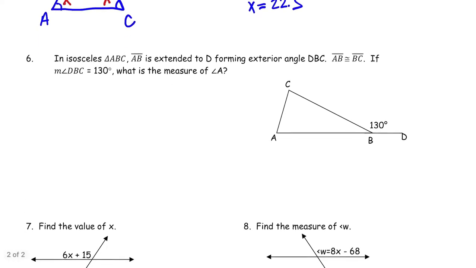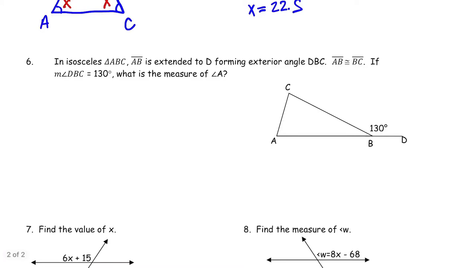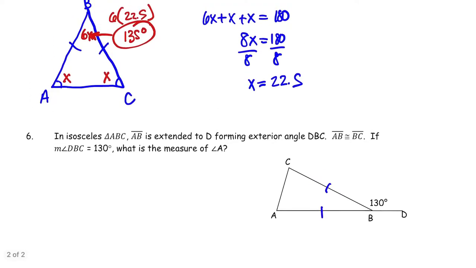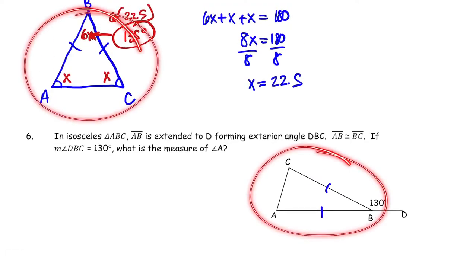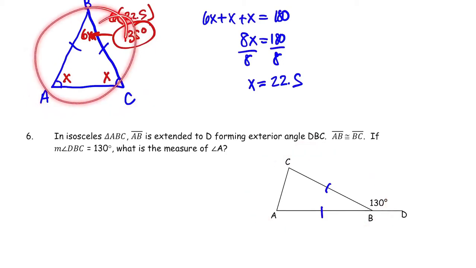All right, moving on. Question 6. Isosceles triangle ABC. That's important. They don't label it. It says AB is extended to D, forming exterior angle DBC. AB and BC are equal. All right, well, let me mark those. Well, notice how that figure, let me scroll back up here, how this figure compares to this one. Basically, it's this one that's been rotated onto its side. So it's going to have two equal angles, and those two equal angles are here and here.